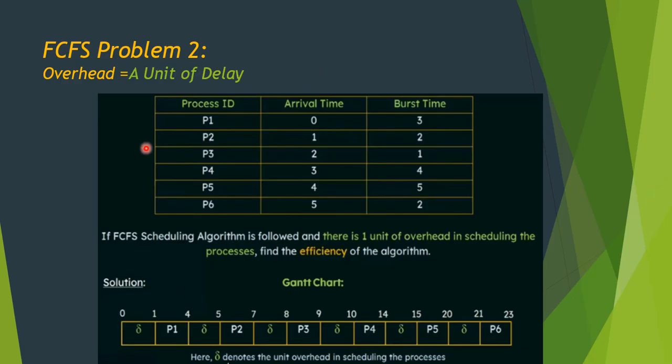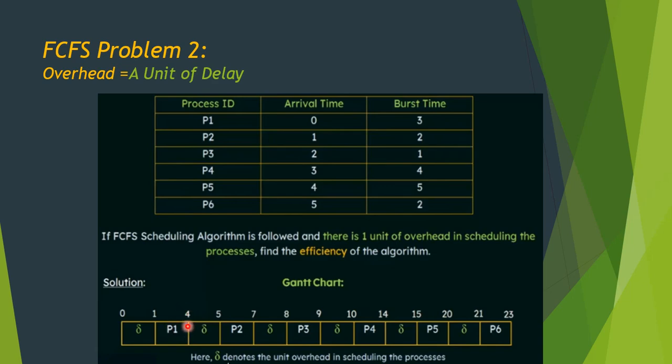So before process 1 is given the CPU, there is an idle time, what we're calling an overhead here, of 1 unit of time. So from 0 to 1 the CPU is idle. Then finally process 1 begins using the CPU. It uses the CPU for the next 3 milliseconds. So from 1 you add 3, it will take you to 4, which is this.